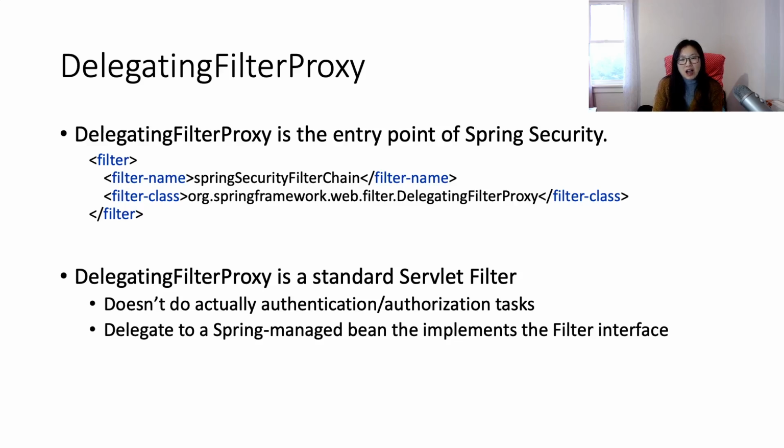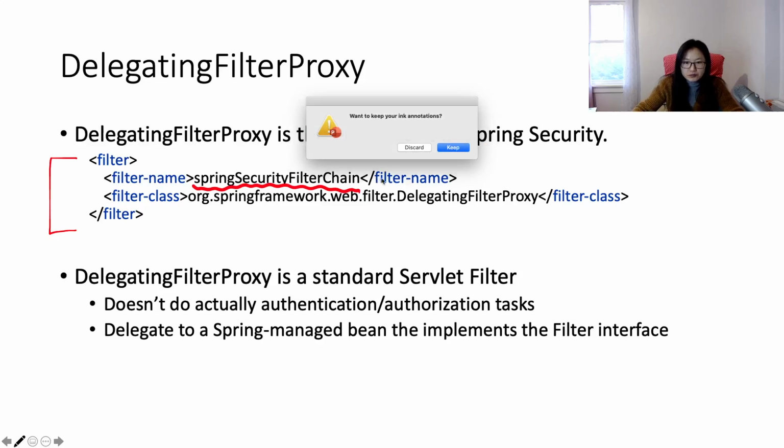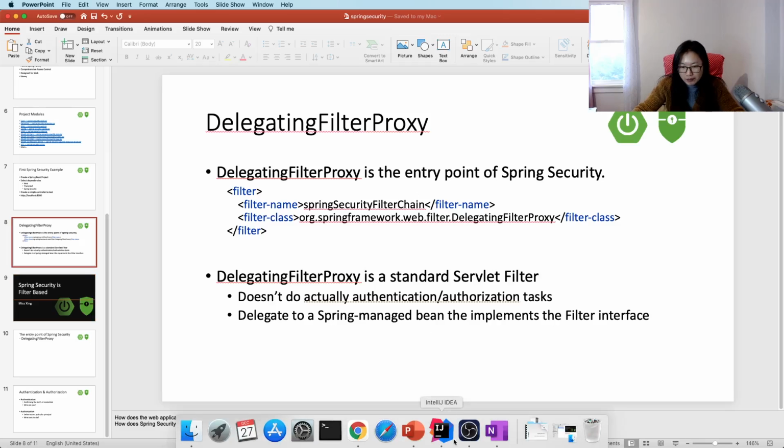So if we are not using Spring Boot, then in your Spring project, you have to configure it as shown below here, where you have to configure this delegating filter proxy. And your filter name needs to be springSecurityFilterChain, and I will show you the reason later. First, I want to show you a diagram.